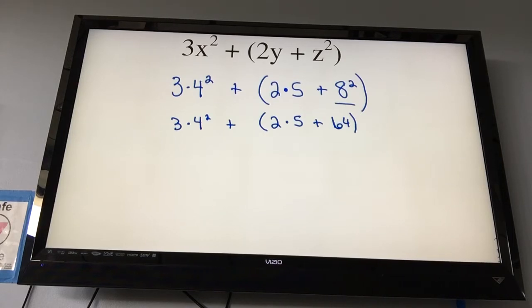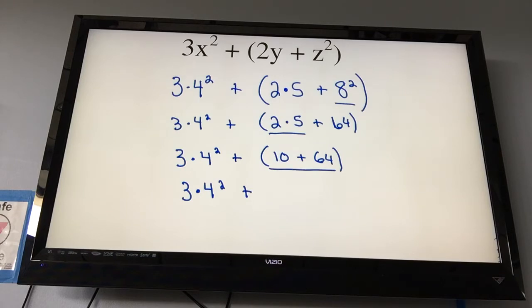Next step, still grouping symbols. Multiplication and addition. So multiplication comes next. Still in my grouping symbols. 5 times 2. Still in my grouping symbols. But I can add those, and then I can drop them. 10 plus 64. 74.